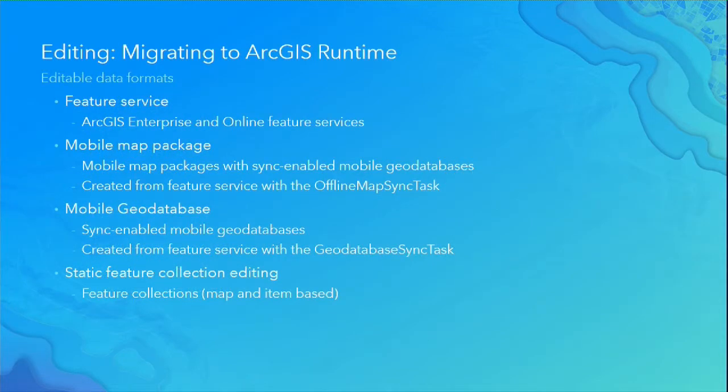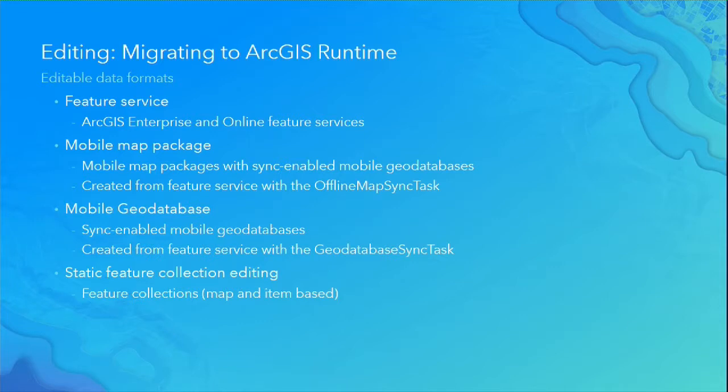So let's take a look at some of those editable content types in a bit more detail in the runtime. The feature service, ArcGIS Enterprise or Online, can create that mobile map package from a sync-enabled service. If you're creating a mobile map package from a web map, it will reference all of the sync-enabled feature services in that map and generate a mobile geodatabase with the editable content from that. So you use the offline map sync task within the API to run that workflow.